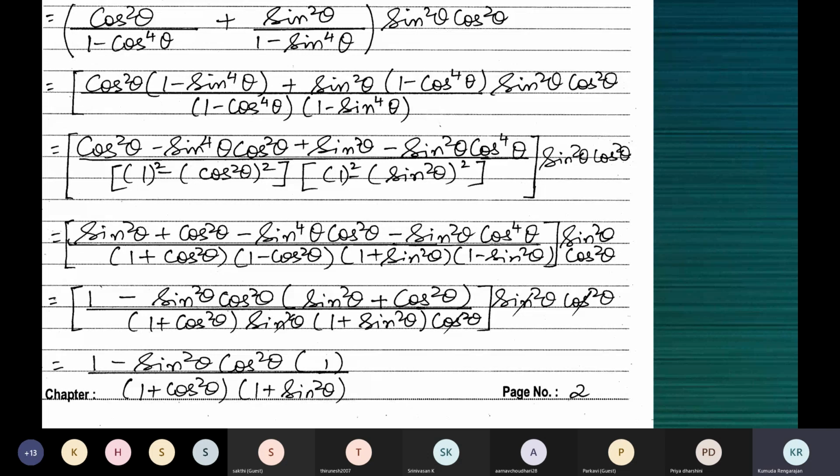Yeah, now how will you handle the numerator? How will you handle the denominator? The numerator is in the form a square minus b square, ma'am. So we can write 1 plus sin theta cos theta into 1 minus sin theta cos theta. Okay, now one more thing I have to tell you is, in order to get the RHS, what is the RHS?